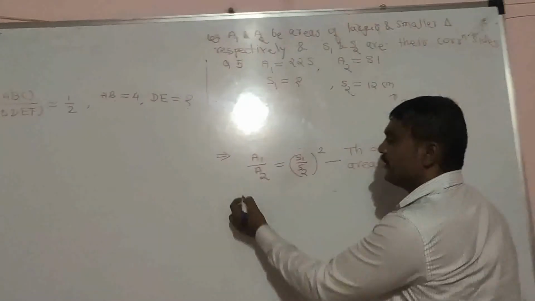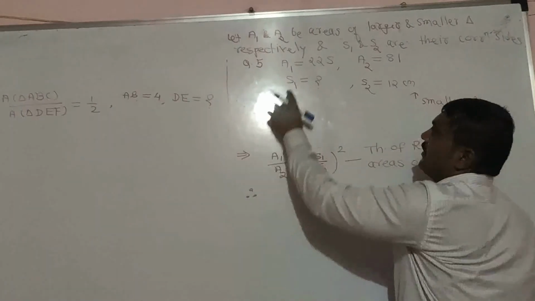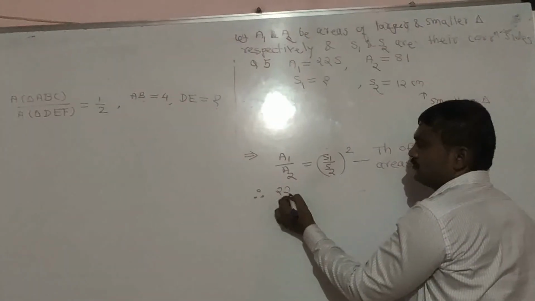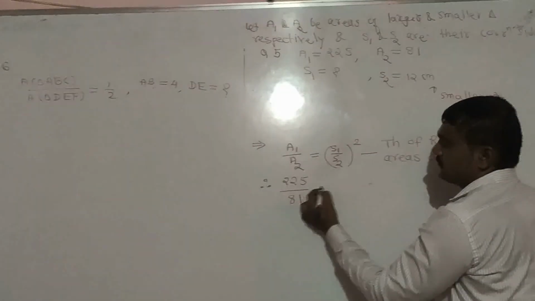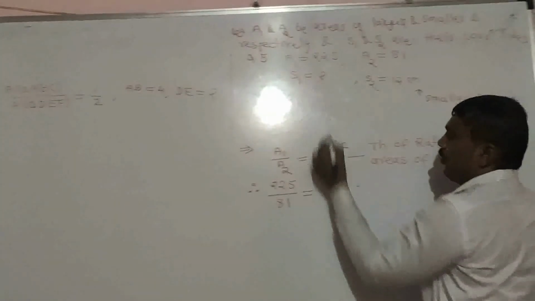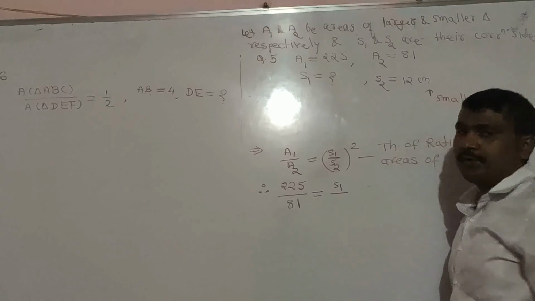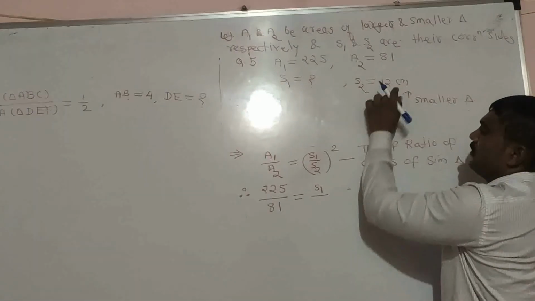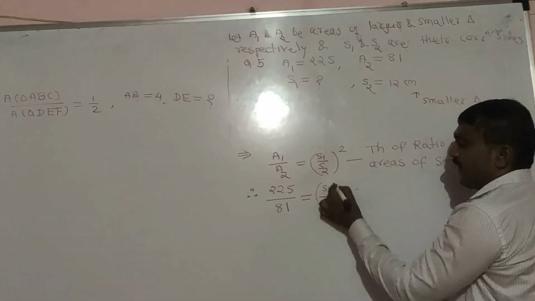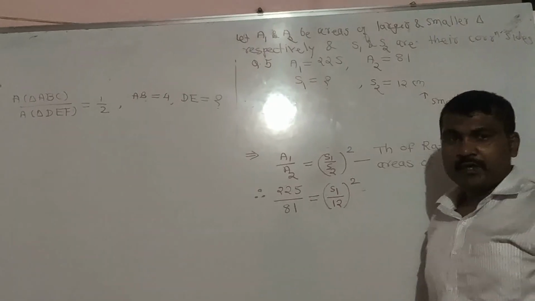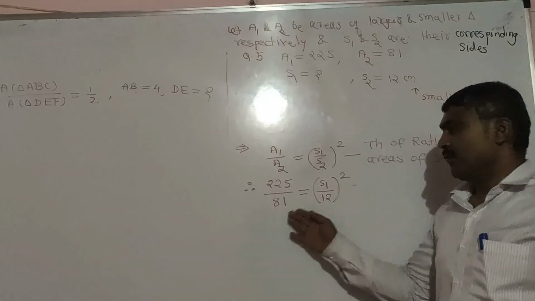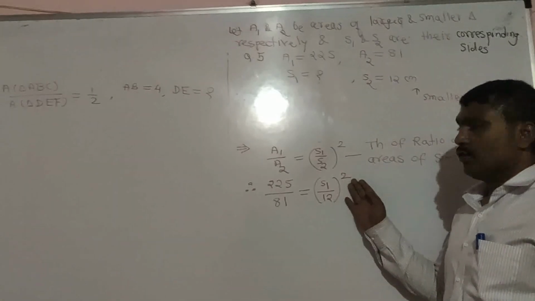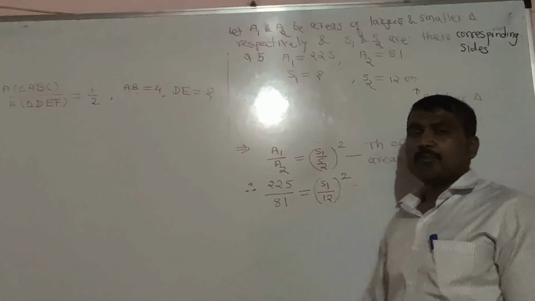Now substitute, put their values. What is A1? 225. A2 is 81. S1 is not given, which is to be found out. S2 is 12. Bracket square is there. Okay. 225 upon 81 equal to S1 upon 12 whole square. We have to find the value of S1.